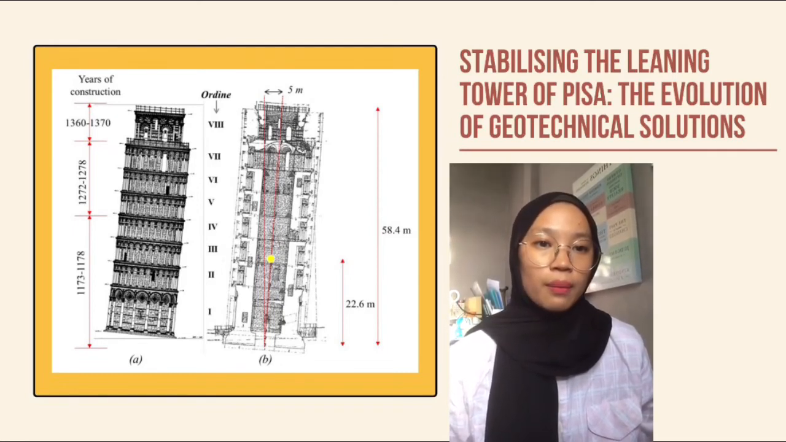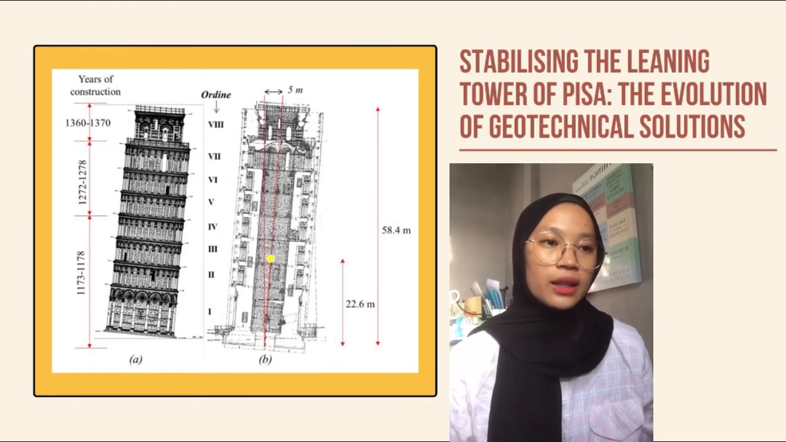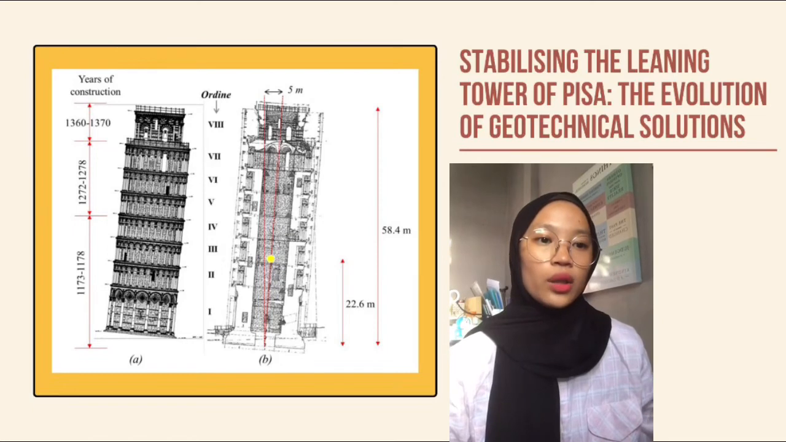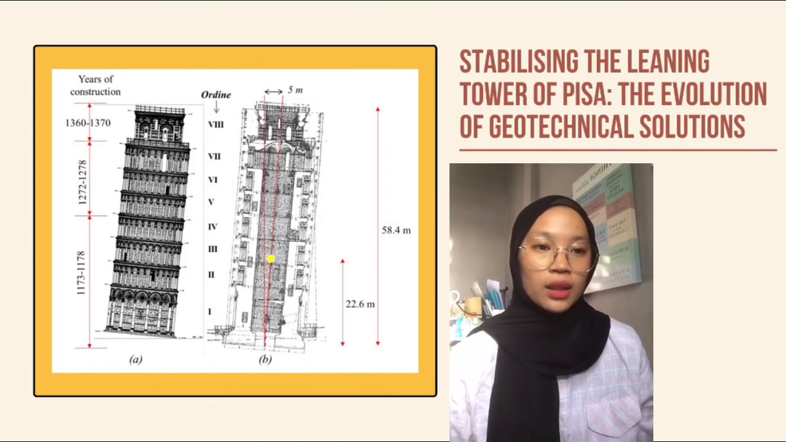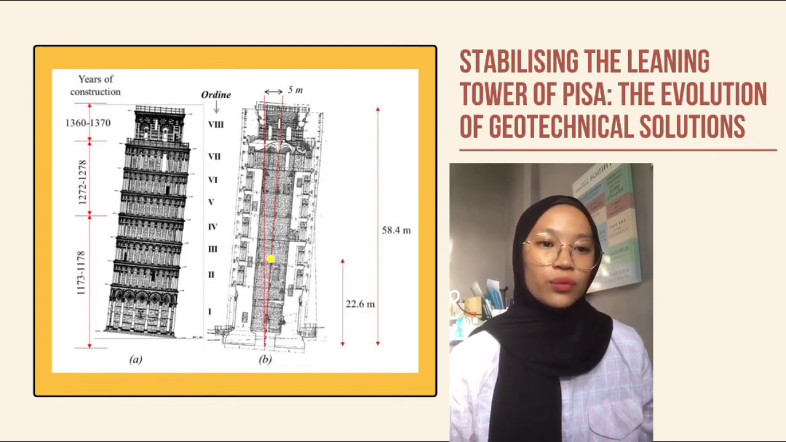Work recommenced in about 1272, by which time the strength of the clay had increased due to consolidation under the weight of the tower, although this would not have been known. By about 1278, construction had reached the 7th level when work stopped again. There can be no doubt that had the tower been complete at this stage, it would have fallen over.